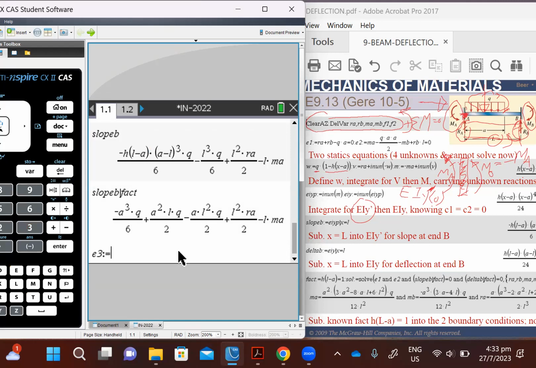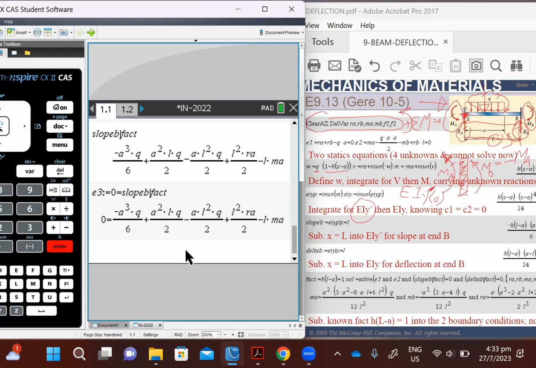Equation 3 will say that this slope, now as a useful trick, you put the 0 on the left-hand side. That is totally fine for building equations, but do not put it on the right-hand side because you know what does it mean when you say fact equals 0? It may be misunderstood. So 0 equals this whole thing, slope with fact being substituted. So let's see what happens. That's my equation E3.